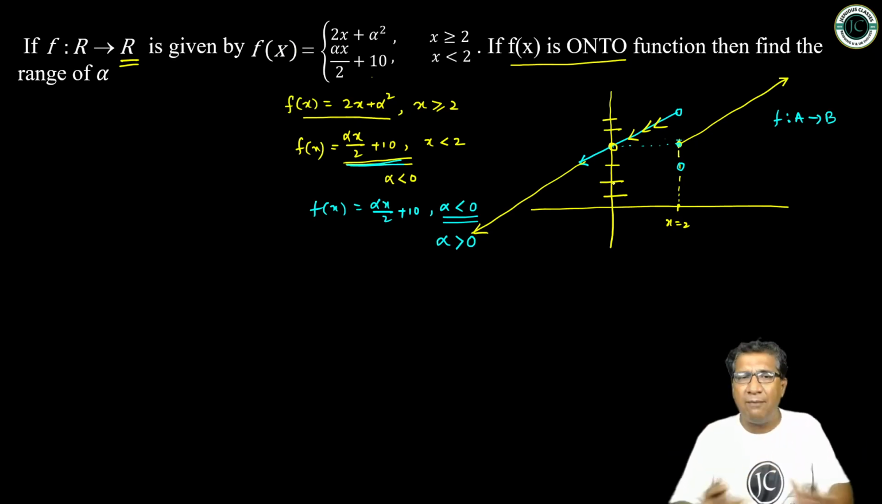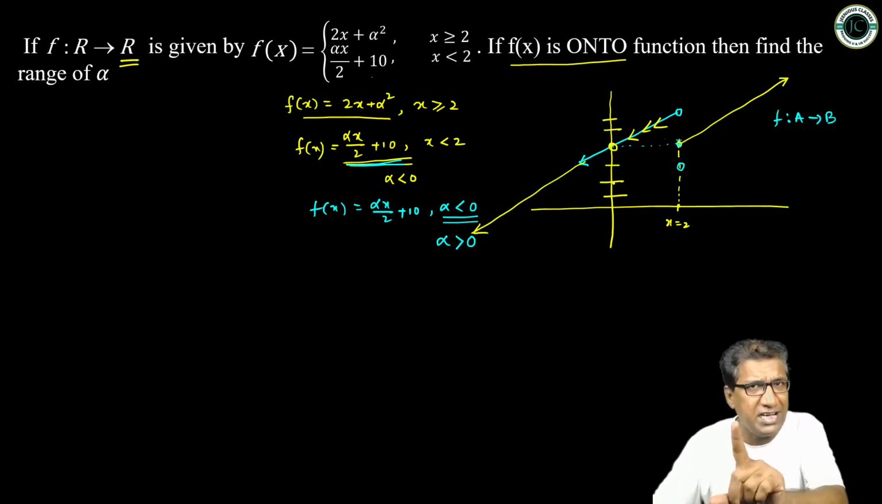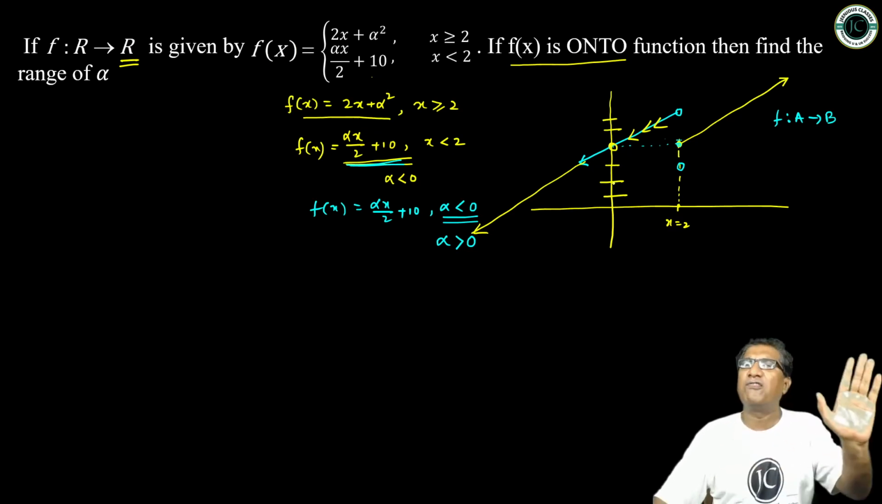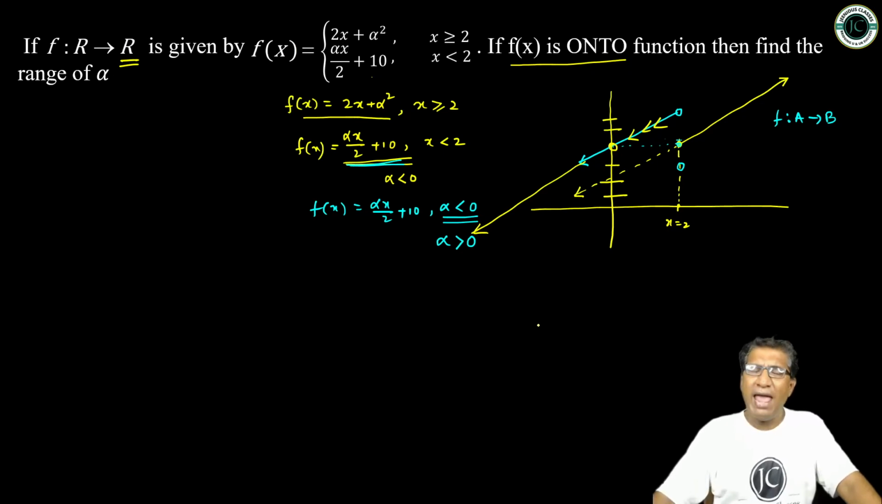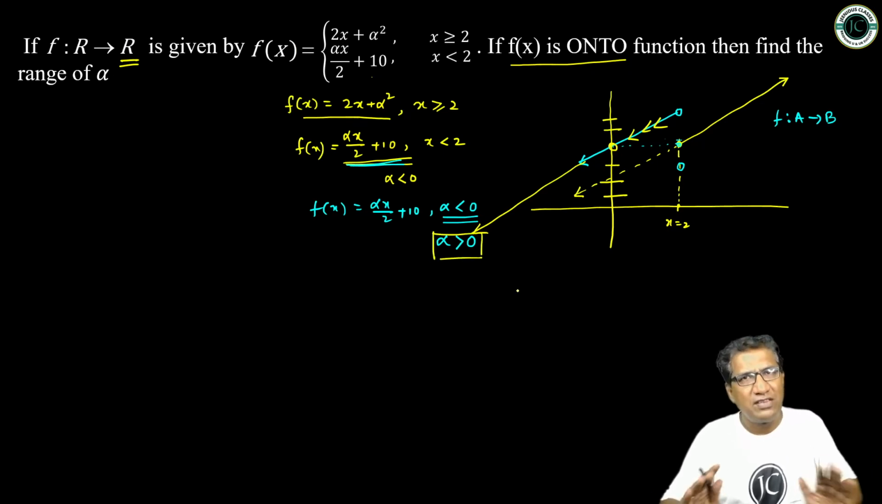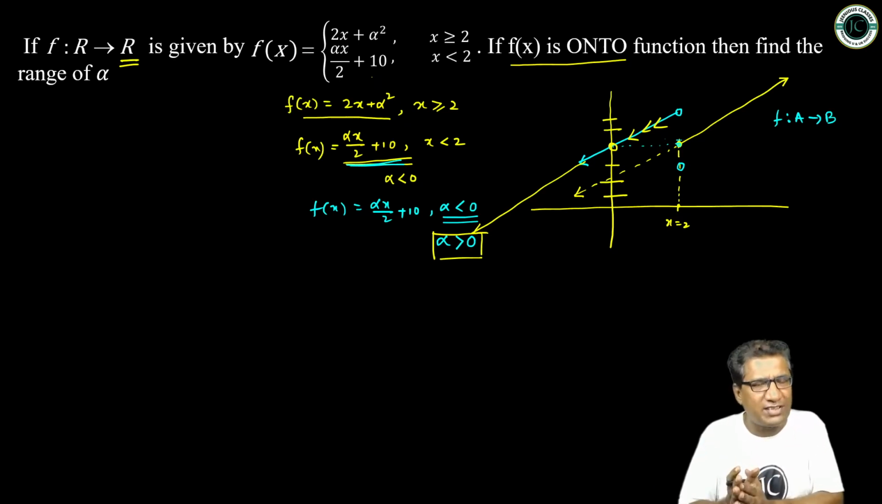Therefore, we can say that these are the two conditions where the function can be an onto function, then the curve will look like either like this or like this. Okay? And the condition is that your alpha is greater than 0. I hope you have understood this.